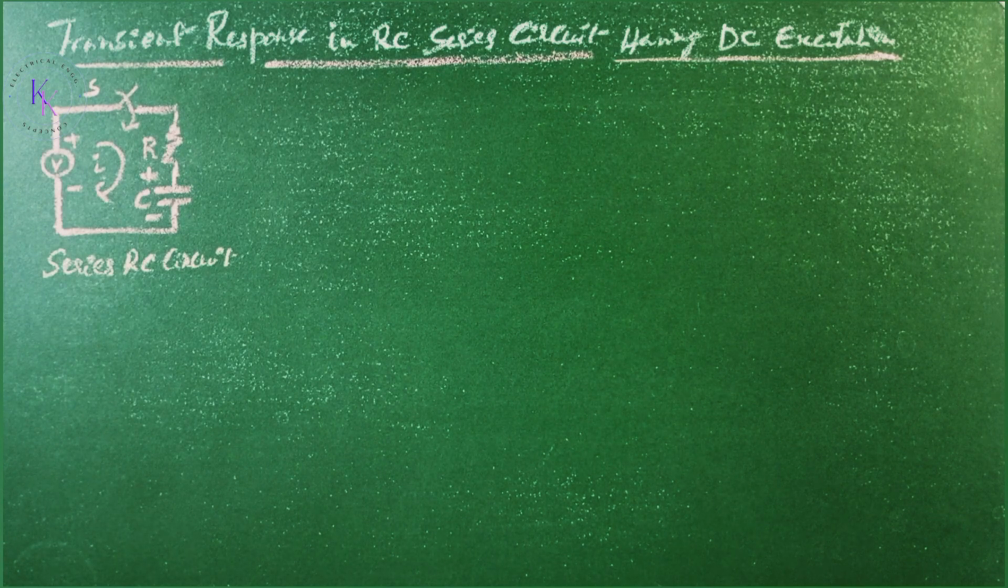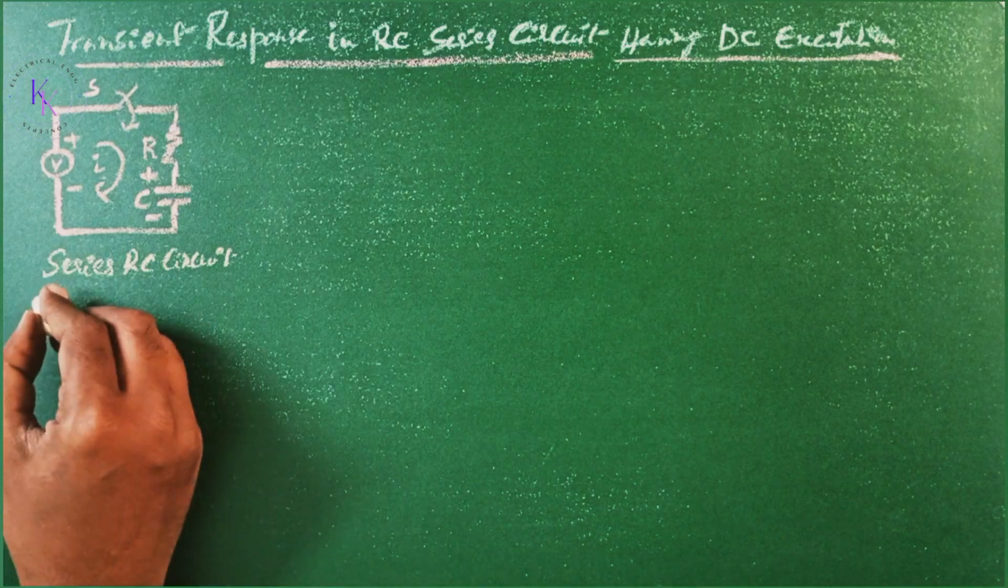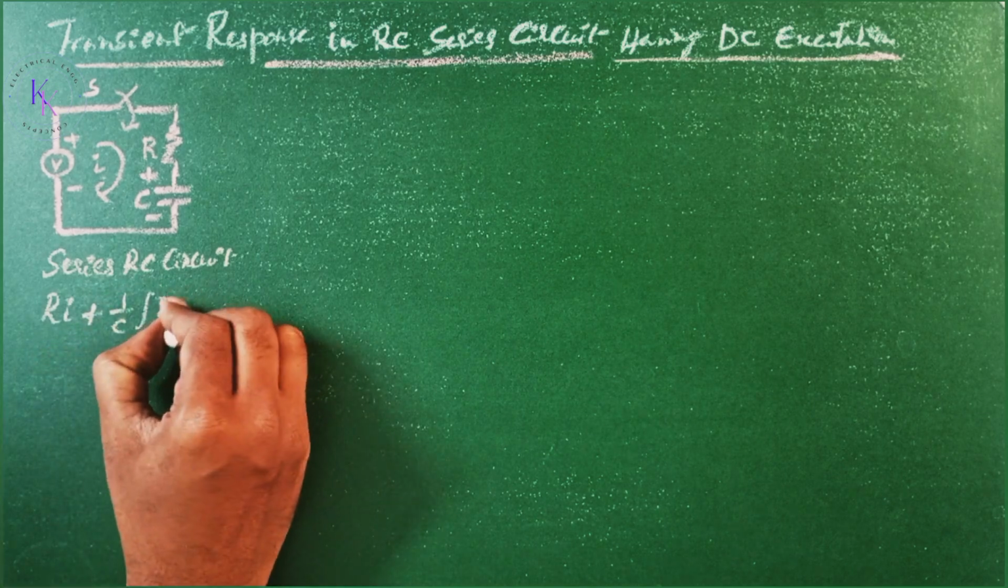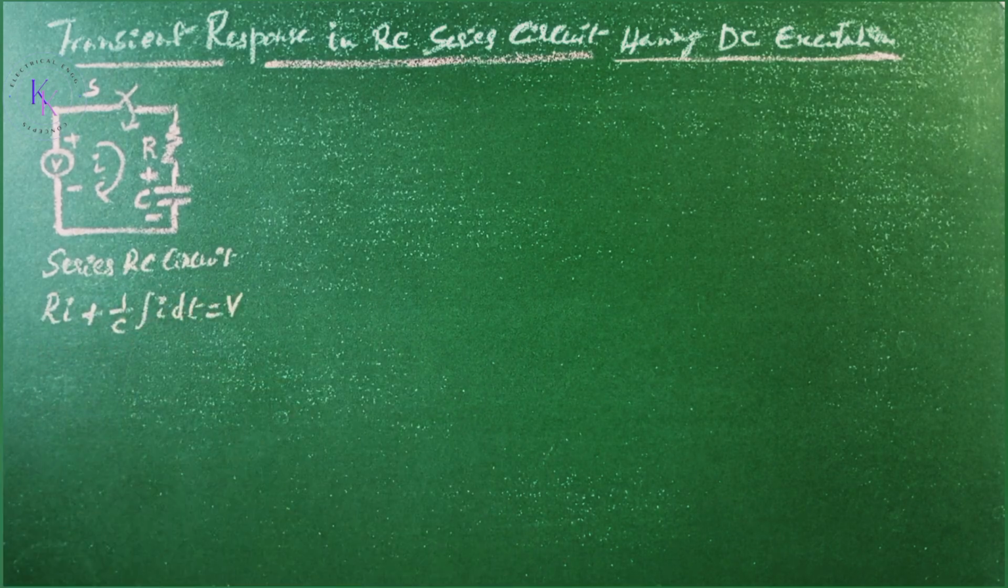Transient response in RC series circuit having DC excitation. Let a DC voltage V be applied at t equals 0 by closing the switch S in a series RC circuit. The current at t greater than 0 being i, application of KVL leads to Ri plus 1 by C integral of i dt equals V.